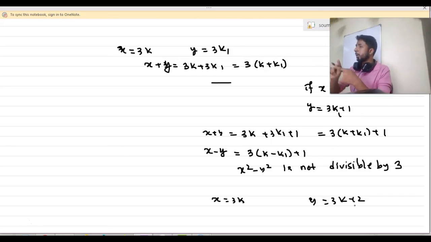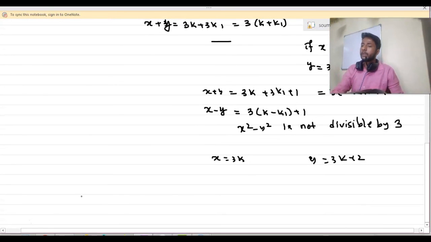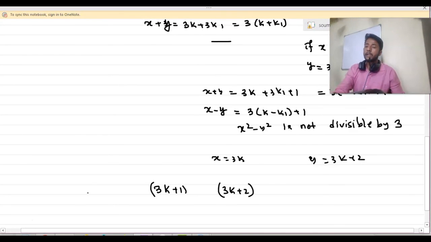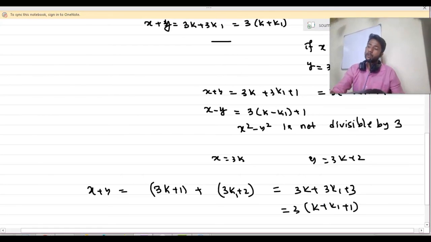Now if x is not divisible by 3 and y is also not divisible by 3, see, if x is not divisible by 3, then x is of the form 3k plus 1. If y is not divisible by 3, then y is of the form either 3k1 plus 1 or 3k1 plus 2. Then if y is of the form 3k1 plus 2, let us add x plus y, that is this plus this, equal to 3k plus 3k1 plus 3. This is 3 into k plus k1 plus 1. This is divisible by 3.